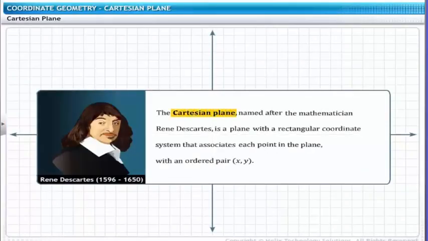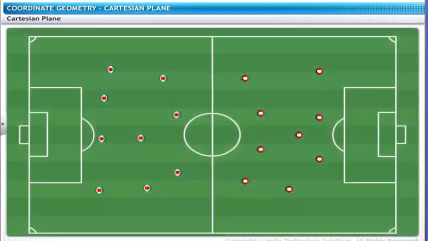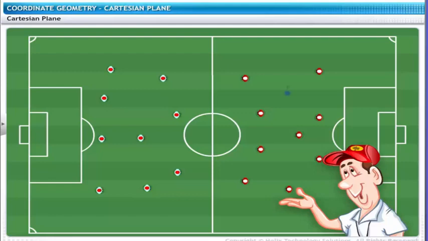The Cartesian plane, named after the mathematician René Descartes, is a plane with a rectangular coordinate system that associates each point in the plane with an ordered pair, (x, y). The Cartesian plane is often used in graphical representation of figures. For instance, look at the football field again. How can the coach determine the position of a player P on the field?